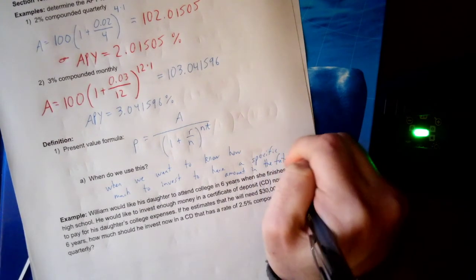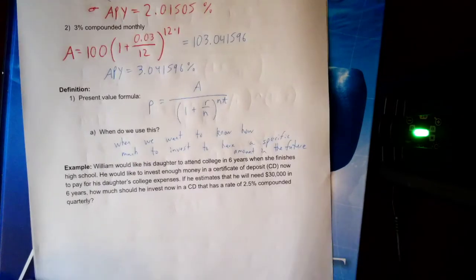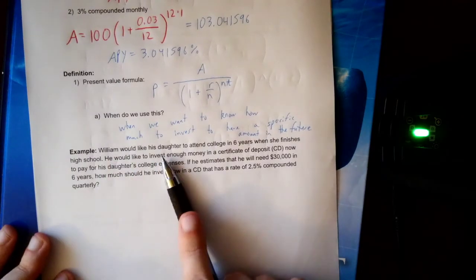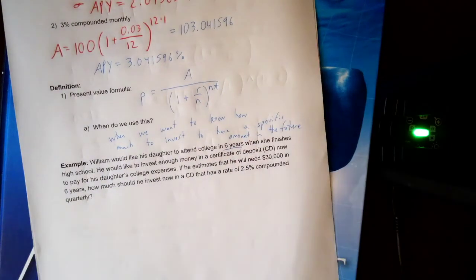And the best way to think about this would be with an example. So let's say William would like his daughter to attend college in 6 years. So maybe his daughter is a 12-year-old high school student, right? Or middle school, or whatever age she would be. But she's going to be attending college in 6 years.